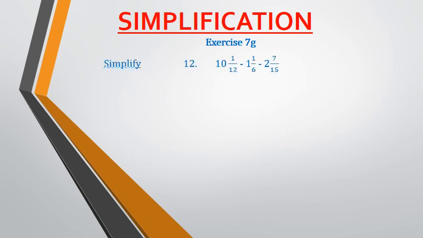So now children, let's come to question number 12. Again we have to simplify these three fractions. 10 1 by 12 minus 1 1 by 6 minus 2 7 by 15. First of all, since all these three fractions are mixed fractions, let us change them into improper fractions. So they will become 121 by 12 minus 7 by 6 minus 37 by 15.